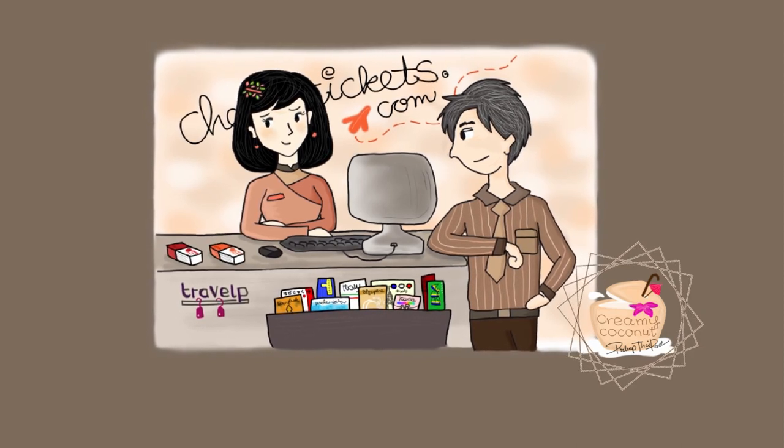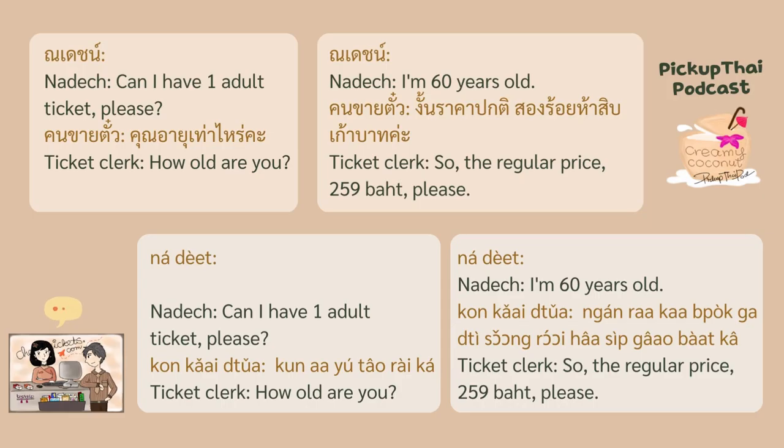Now, let's do a role play. You are the guy trying to buy a ticket. Talk to the ticket clerk. Say, can I have one adult ticket, please? ขอตั๋วผู้ใหญ่หนึ่งใบครับ คุณอายุเท่าไหร่คะ How old are you? Say, I'm 60 years old.